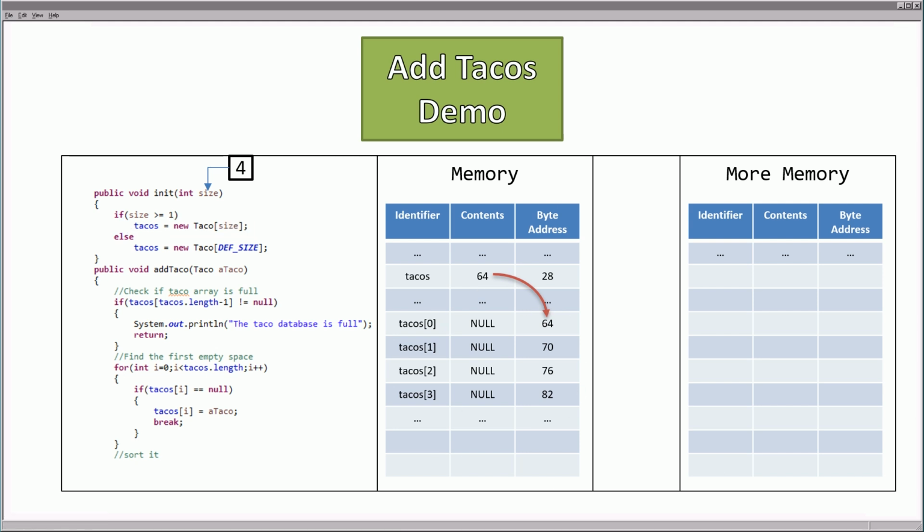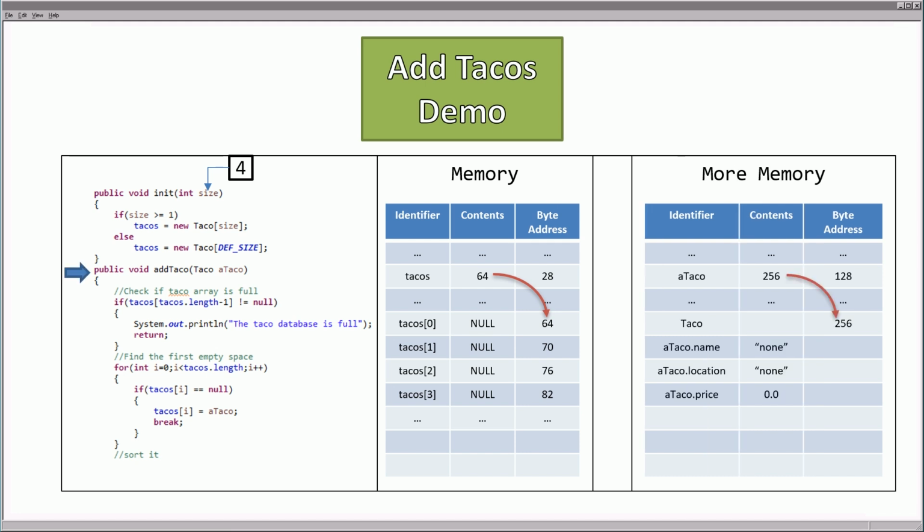Now let's say that we're going to add a new instance of a taco. Whenever we called new taco, let's say we called the default constructor where the taco's name was none, location was none, and the price was 0. Remember, a taco, as this parameter right here, is only a memory address reference. So first thing, if tacos at tacos.length minus 1 is not equal to null, well, this is equal to null. So we ignore that, and we move on.